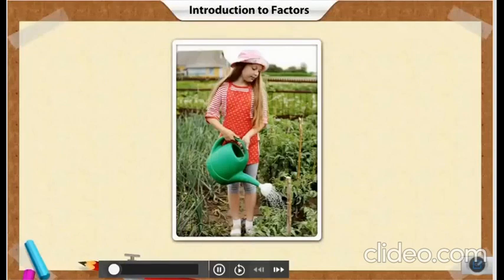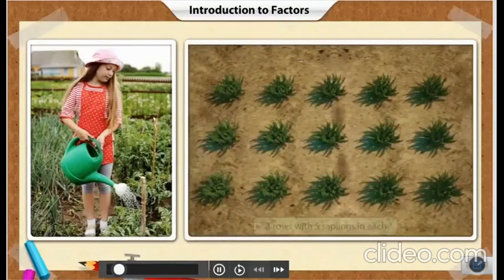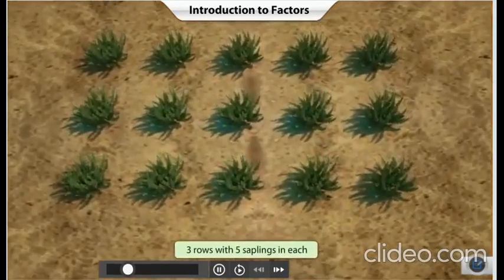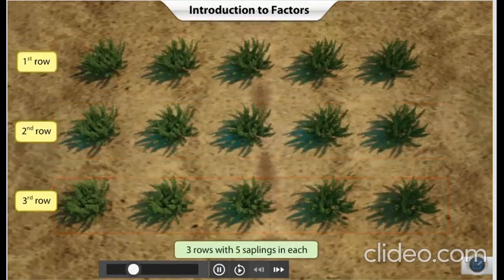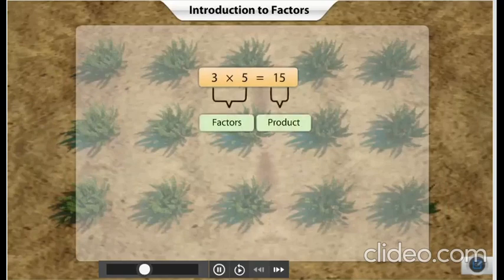Shivani has maintained a kitchen garden. In her garden, she has planted 3 rows of saplings. We can see there are 5 saplings in each row. 3 times 5 is 15, so there are 15 saplings in all. As the product of 3 and 5 is 15, we can say that 3 and 5 are factors of 15.